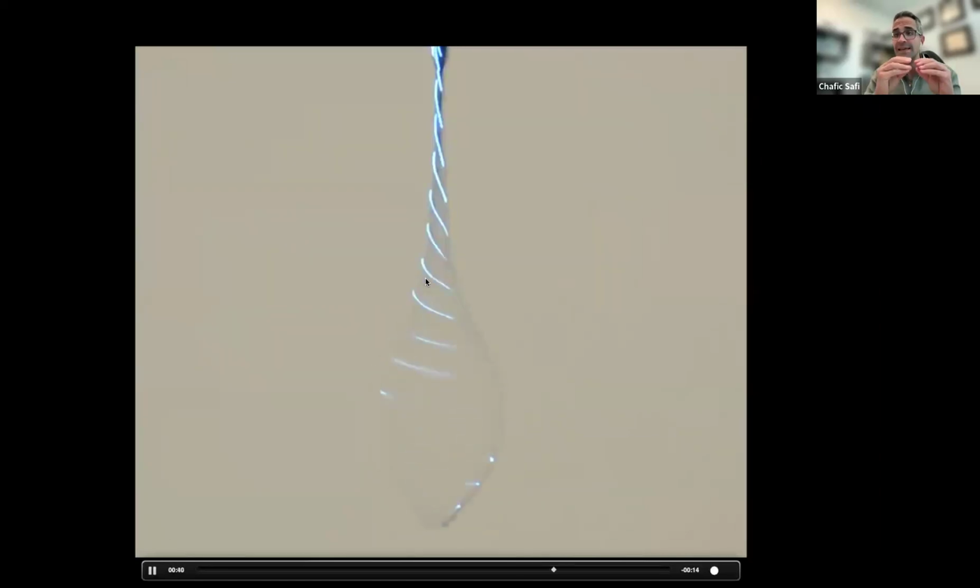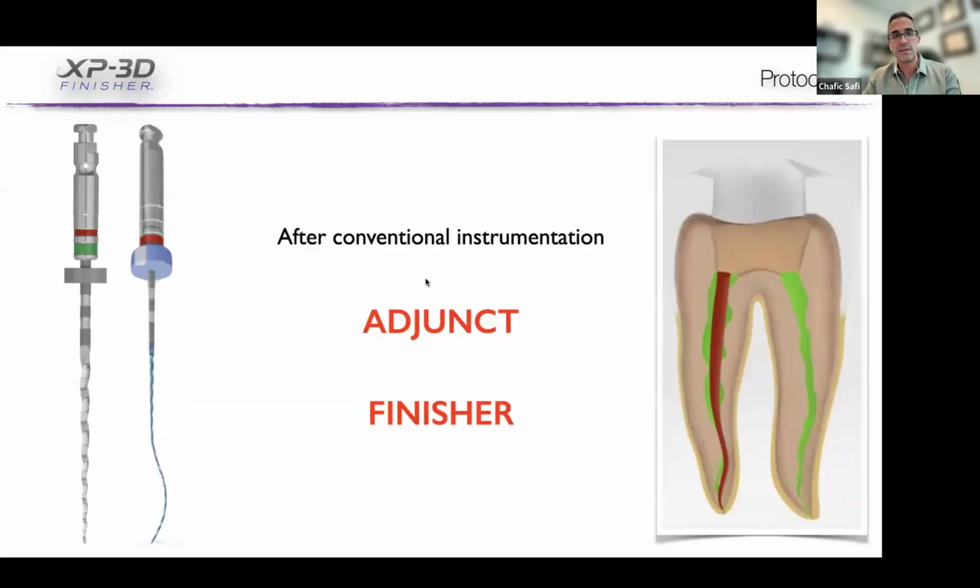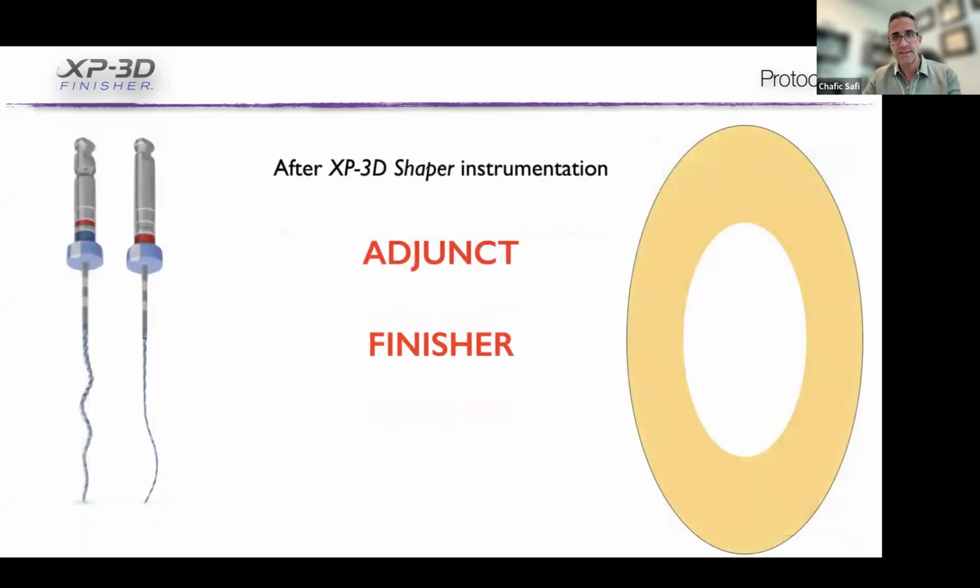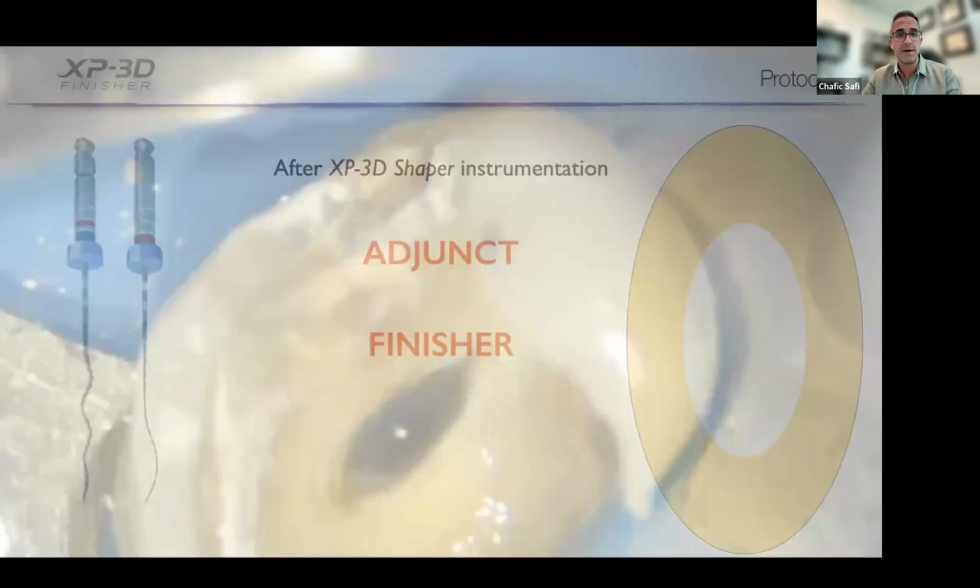And this file is, again, a straight file. It has no taper, so it will not increase your final apical size. It will just remove the debris and give you a cleaner canal. This file is to be used after conventional instrumentation. If you still have some file in there and you want to have better microbial control, it's a good idea to throw this file inside after the XP3D Shaper Plus in order to reach all the areas that have biofilm.